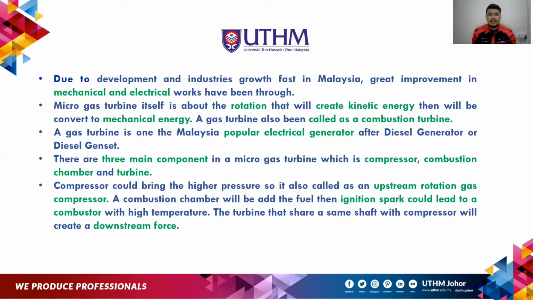There are three main components in a micro gas turbine, which are the compressor, combustion chamber, and turbine. The compressor can bring a high pressure, so it is called an upstream rotation gas compressor. A combustion chamber will add fuel gas, then an ignition spark leads to combustion with a high temperature. The turbine that shares the same shaft with the compressor will create a downstream force.